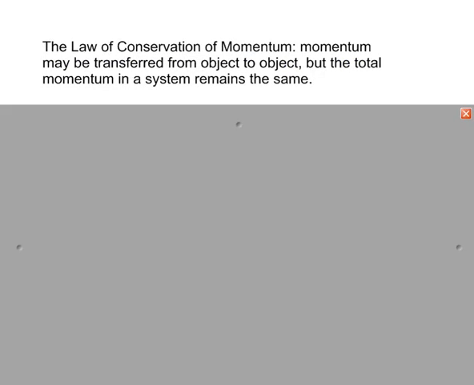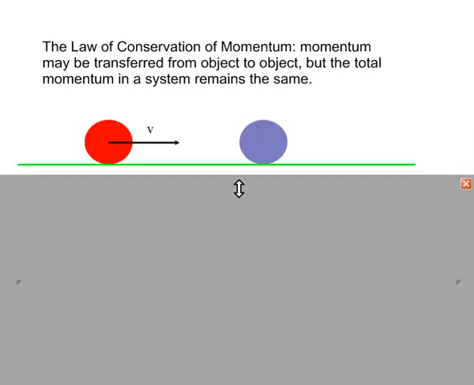So in words, the law of conservation of momentum simply says that momentum can be moved within a system from one object to another, but if you were to add up all the momentum before, compare it to all the momentum after an event, then the total momentum should remain the same. Let's take a look using this basic example which we've seen in class.